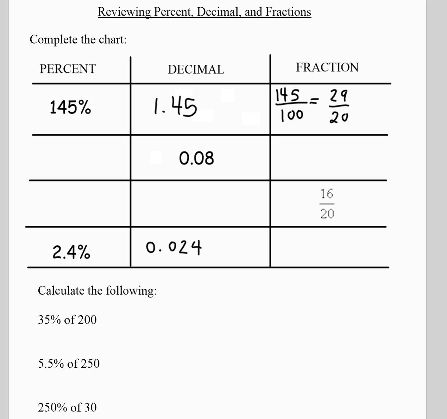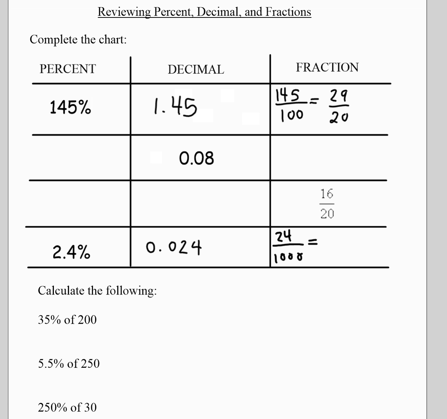Now this one is actually easier to look at from the decimal to a fraction, because if you use the percent, it'll be 2.4 over 100, and that can get a little bit messy. So it's easier to look at the decimal. Notice that there are 3 decimal places. That means you're going to put it over 1,000, because 1,000 has 3 zeros. So you're going to make it 24 over 1,000.